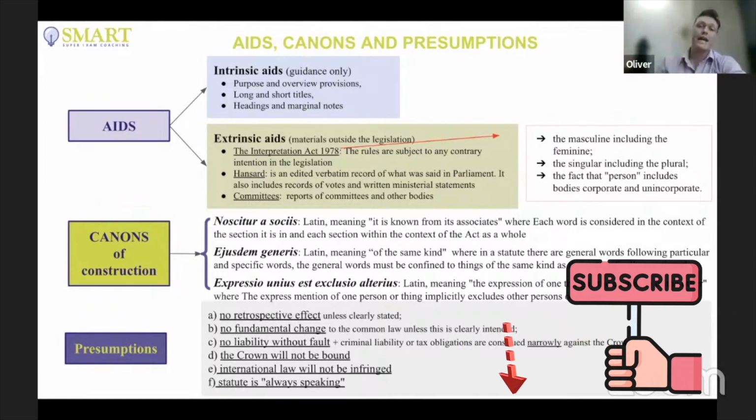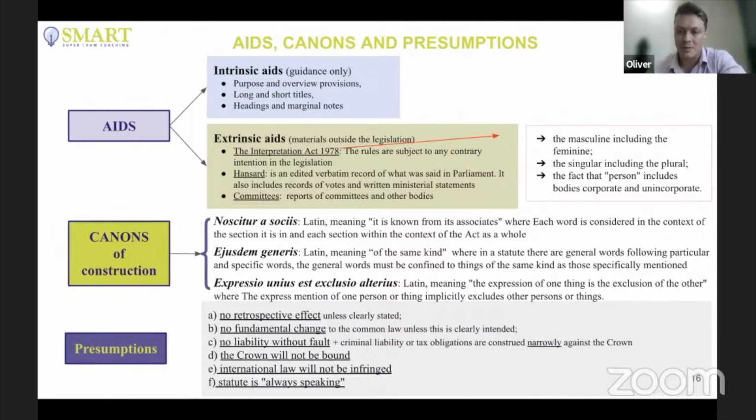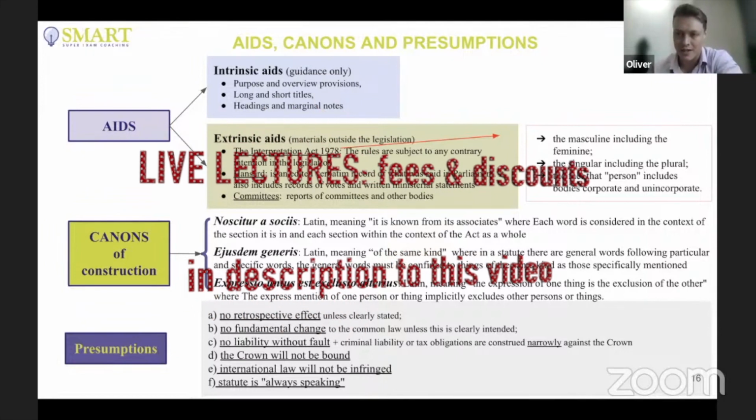Yep. So aids are things that we can use to help in the way that we interpret things. Something may be given a particular meaning. Intrinsic aids, this is in the context of legislation, but another good example I would say is in a contract. If you have a well-drafted contract, you will be told the meaning immediately of specific words. You have a definitions and interpretation section. That is an intrinsic aid to the way that you interpret the contract.